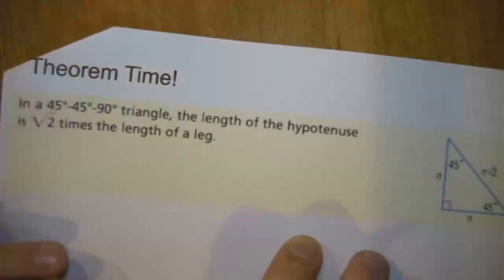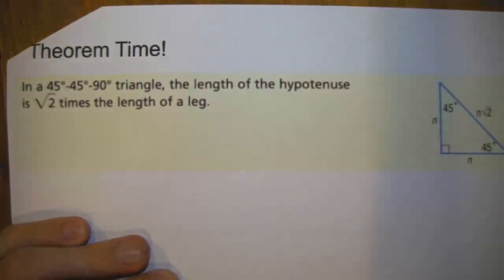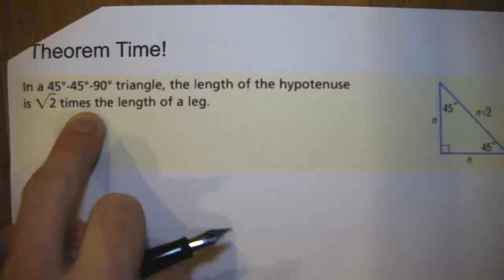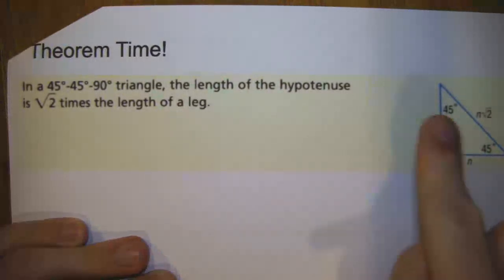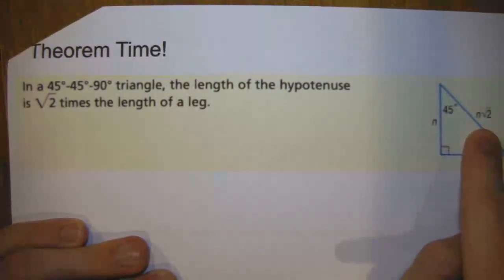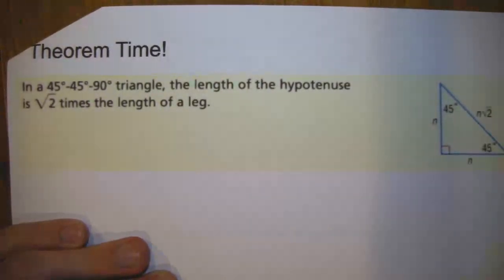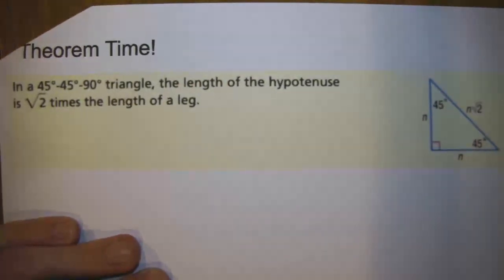So this is a theorem. In a 45, 45, 90-degree triangle, the length of the hypotenuse is the square root of 2 times the length of the leg. So again, whatever that leg measurement is, I know the hypotenuse is that measurement times radical 2. It's as simple as that. So let's try a couple.